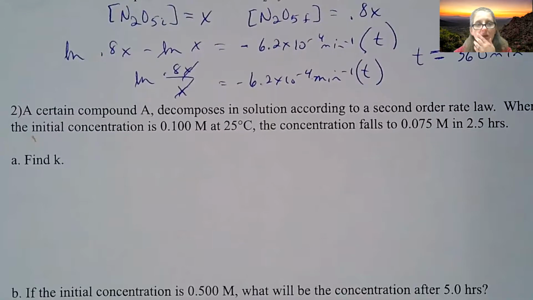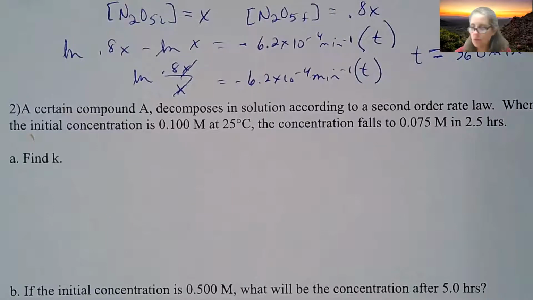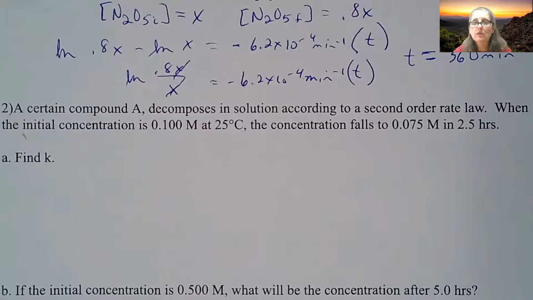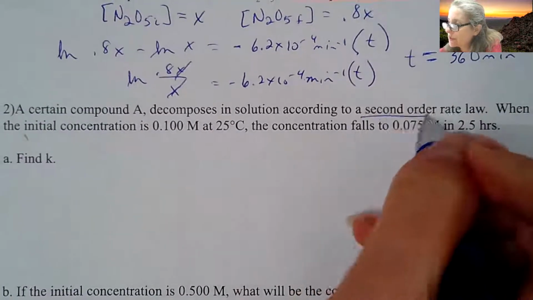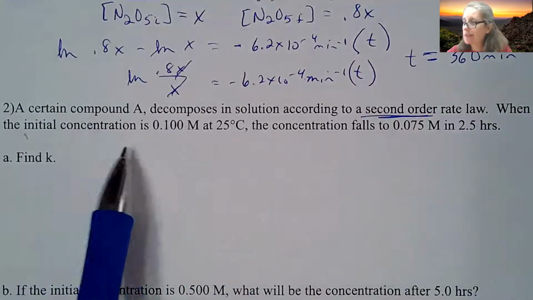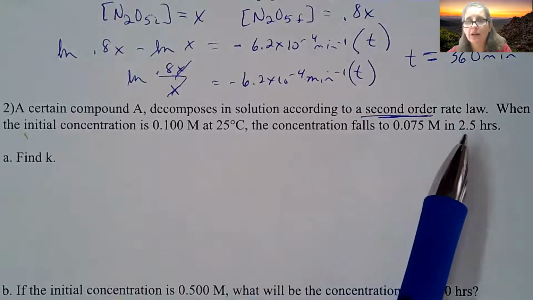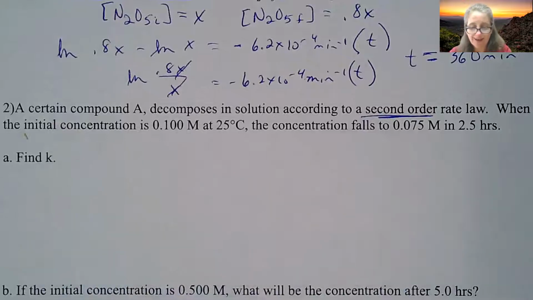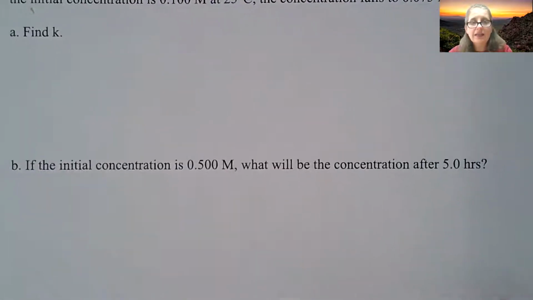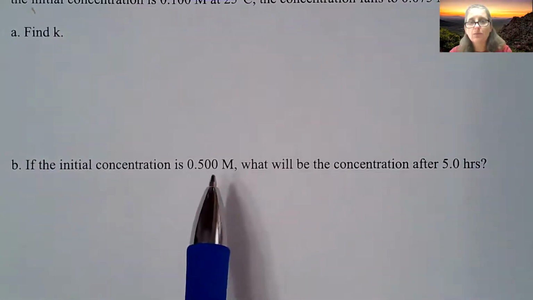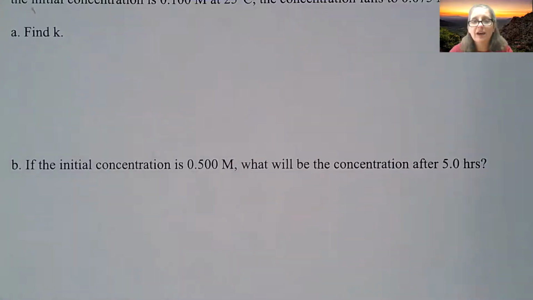All right, so see if you can do the next problem. Number 2. A compound decomposes according to second order, so you want to use the second order equations. When the initial concentration is 0.1, the concentration falls to 0.075 in 2.5 hours. Find the K, and then if the initial concentration is 0.5, what would be the concentration after 5 hours? I will come back on and show you the answer.